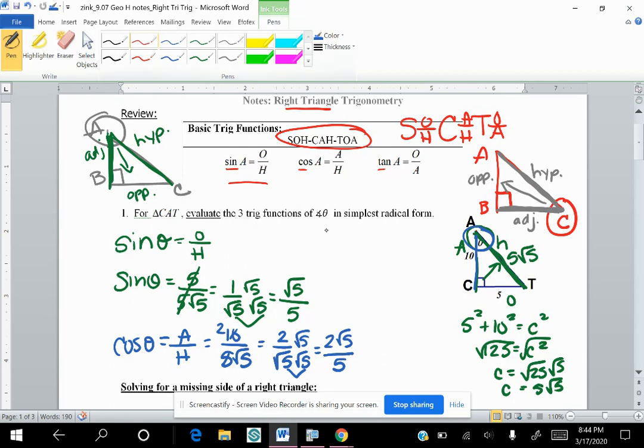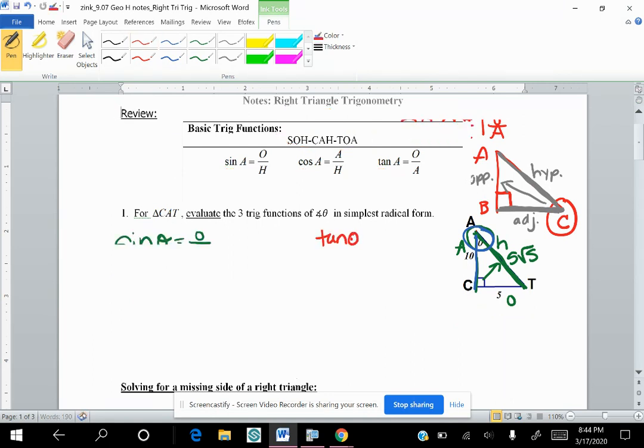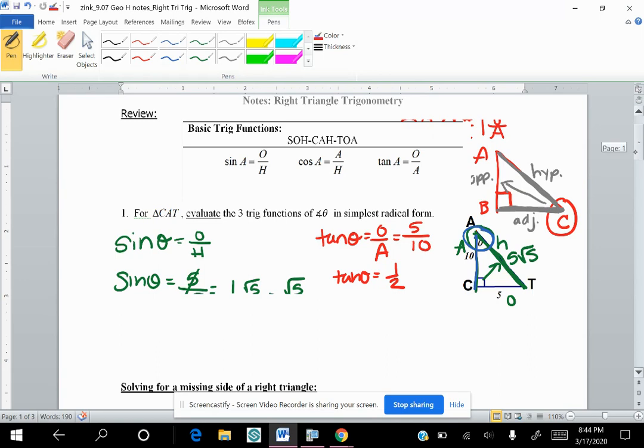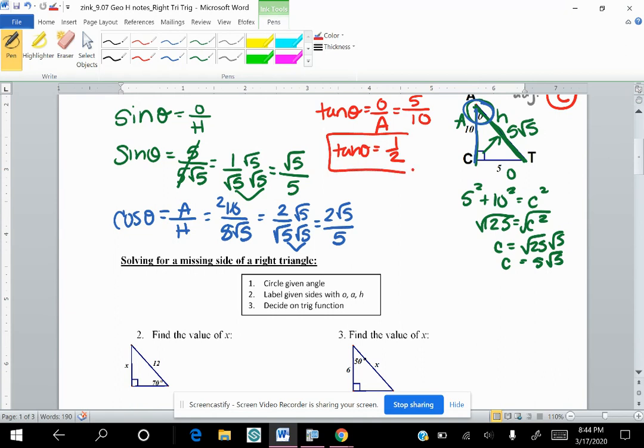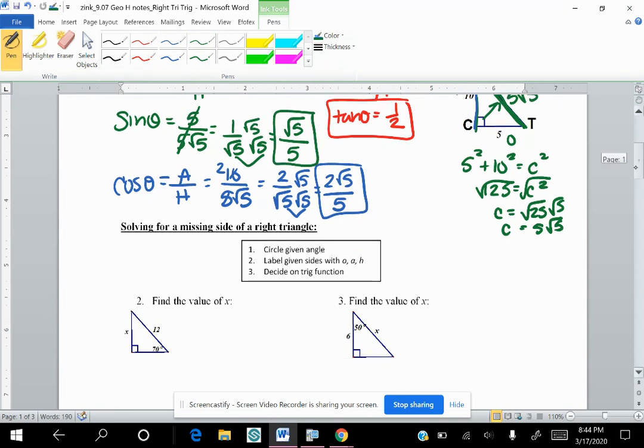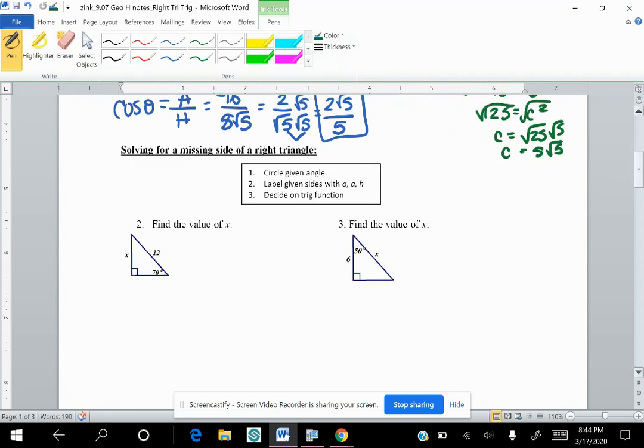And then lastly, we want to find the tangent of theta, which is our TOA, opposite over adjacent. So I take the opposite side, which is 5, adjacent side, which is 10. So tan theta is equal to 1/2. So those are your 3 trig functions. That's cosine, and that one's sine. And they're just in simplest form.